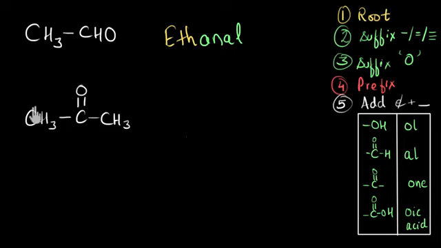Now let's do the naming of this compound. So here first step will be to find out the root word, which depending on the number of carbon atoms. So here I see 3 carbon atoms in the carbon chain. Okay. I am including the carbon that is there in the functional group. So for 3 carbon atoms, the root word is prop. Prop.